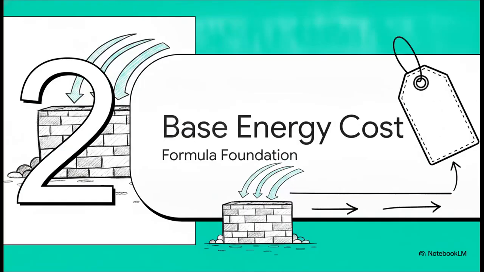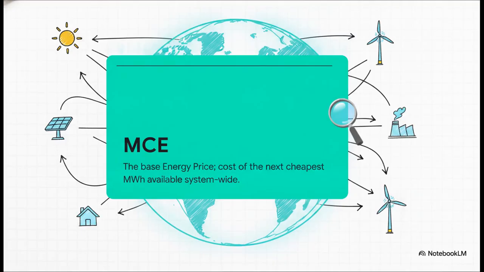Section 2, the base energy cost, the foundation of the formula. We're going to build up our price tag starting with that pure foundation, and that starts with the MCE, the marginal cost of energy. This is your absolute baseline. It's the cost of the next cheapest megawatt hour available system-wide, completely ignoring any geographic baggage. Imagine just for a second a perfect frictionless grid where every generator and every consumer exist in the exact same physical space. The MCE is the price you'd pay in that perfect, though obviously physically impossible world.